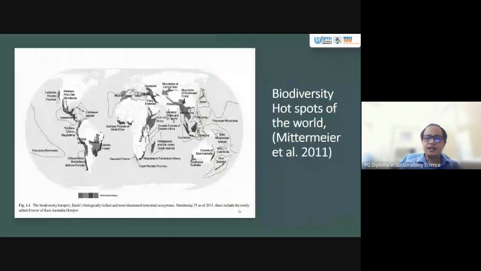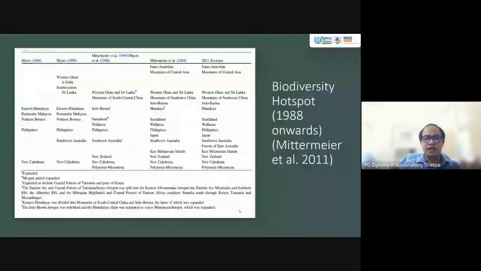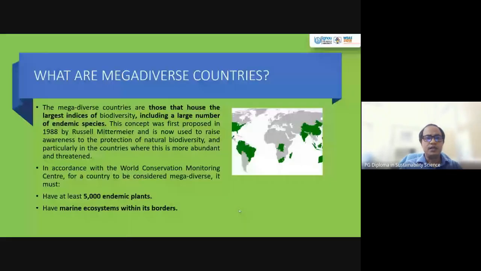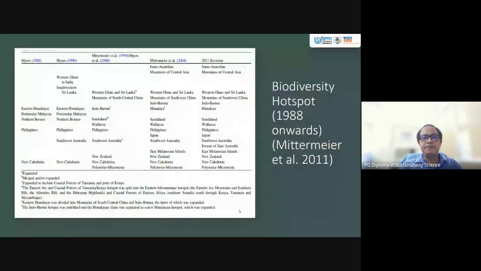So this is the list of hotspots from 1988 onwards. I will not go into detail. As I told you, the latest one is the North American coastal plain, so in this table that latest one might not be there. In this table, the latest one is Southwest Australia. After that, you can add that 36th one, right?